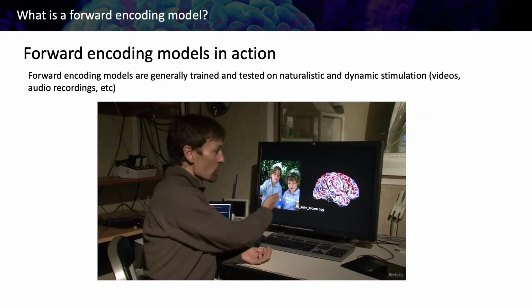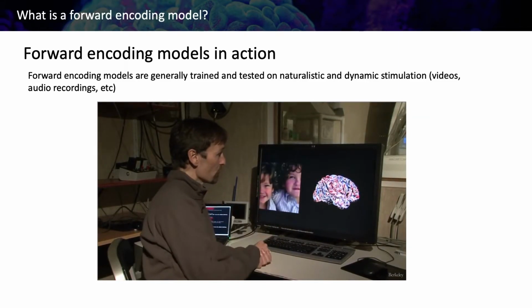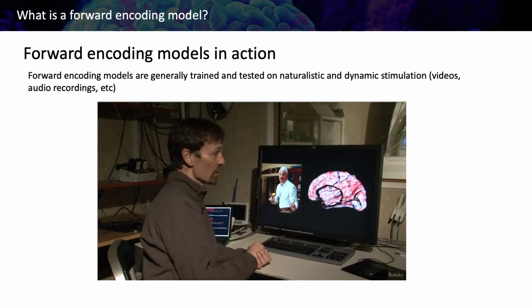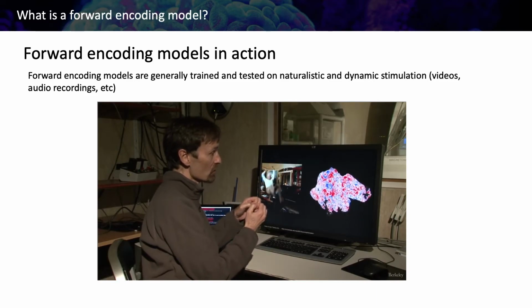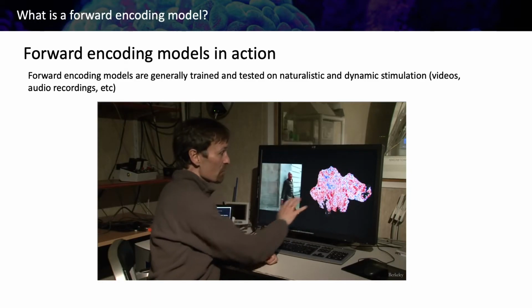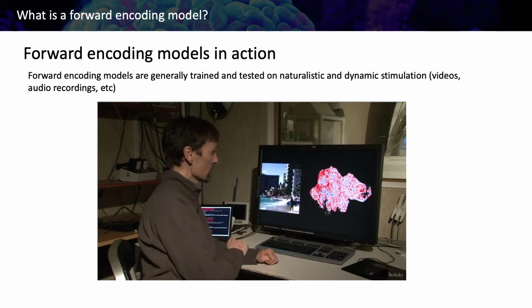So on the left here, we have a movie that we showed a subject in the magnet. And on the right, we have a brain. And you can see the brain activity is painted here on the side of the brain, but the brain's kind of crunched up in the skull, so it's hard to visualize. So we inflate it, and then we flatten it out, and we can see a flat map of the visual cortex and the rest of the brain as the person watches the movie.